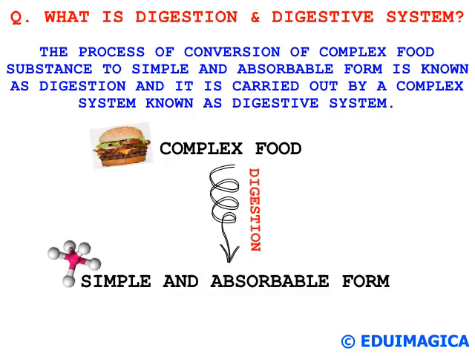Now the question arises: why do we need to break the complex food into a simple and absorbable form? It is so because the body needs to absorb the food for energy production, that is ATP, and the body cannot utilize it as such. So we need to break the complex food into a simple and absorbable form so that the body can produce energy in the form of ATP.